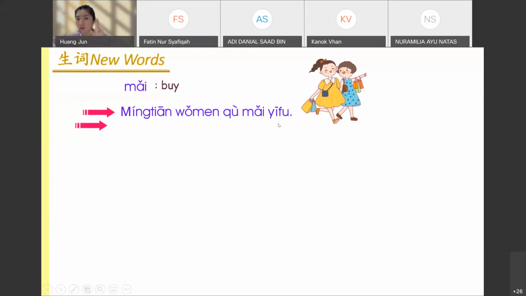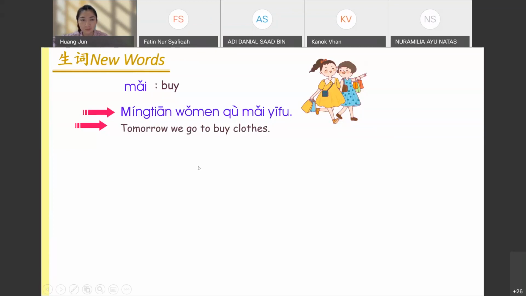When I read 2 times, you're supposed to catch the sentence and its meaning, because we will have listening tests in the future. During your listening test, each sentence you only hear 2 times. Then you have to choose the correct answer. So please make sure you remember the meaning of the words. 明天 means tomorrow, 我们 we. So tomorrow we go to buy clothes.